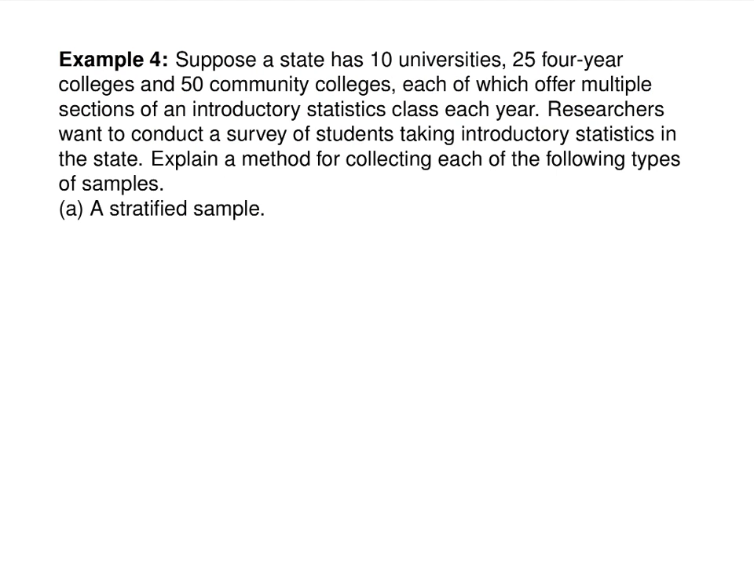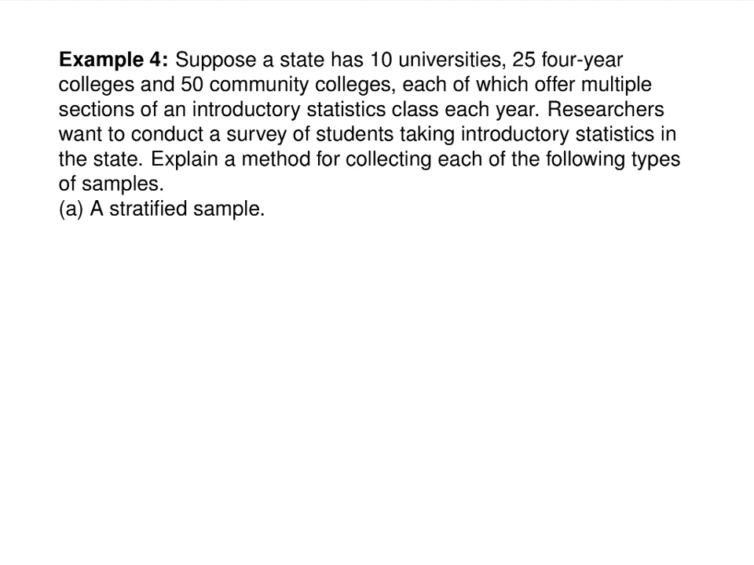Okay, so let's take a situation and let's talk about what the samples would look like if you sampled from the situation in different ways. So suppose you have a state that's bigger than Alaska, and this state has 10 universities, 25 four-year colleges, and 50 community colleges. This is not unreasonable for most of the states in the Union. It's just Alaska and Hawaii are special. So each of which offers multiple sections of an introductory statistics course. Researchers want to collect a survey of students taking introductory statistics in the state. Explain a method for collecting each of the following types of samples. So a stratified random sample.